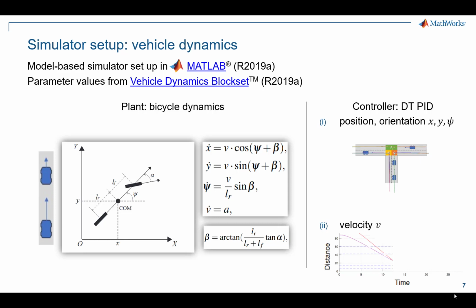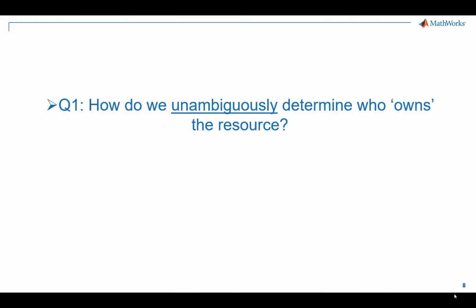Then the second half, when they're close to the intersection, then basically they follow a deceleration profile in order to safely go through the intersection. And once they have obtained the right of way, then again they accelerate towards the constant reference velocity. So now let's look at how we unambiguously determine the ownership of the resource.